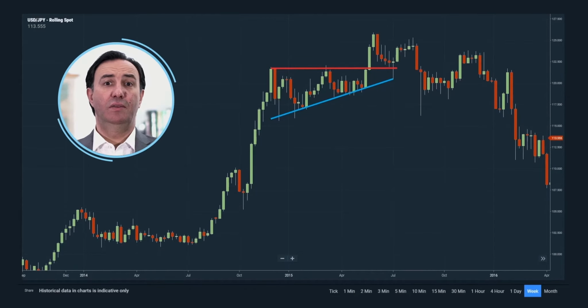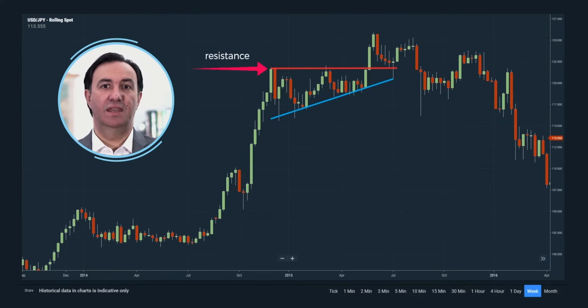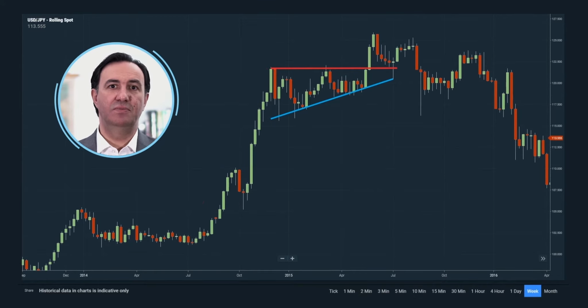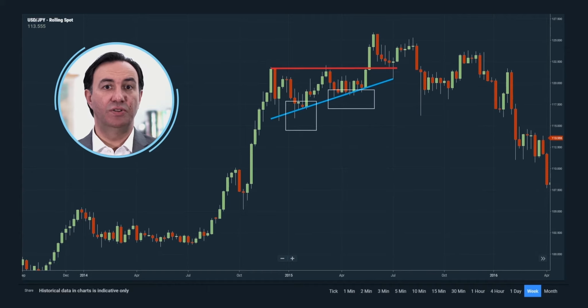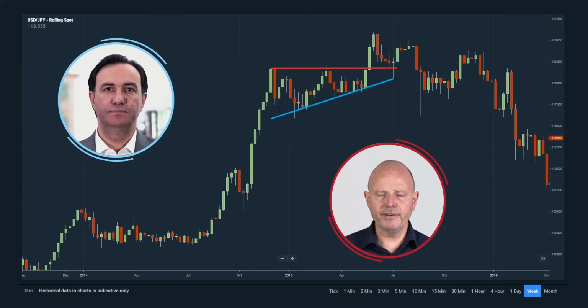Okay, let's show you an ascending triangle on a weekly chart of dollar-yen. We can see the resistance line develop here. There is an uptrend into the pattern. It consolidates and we see several touches on the up-sloping support line. And when is the pattern confirmed?